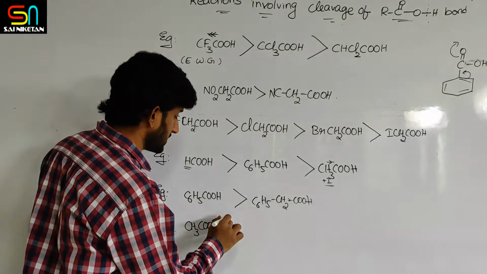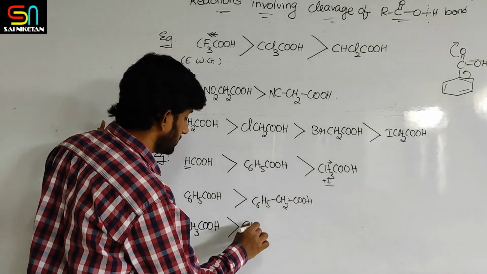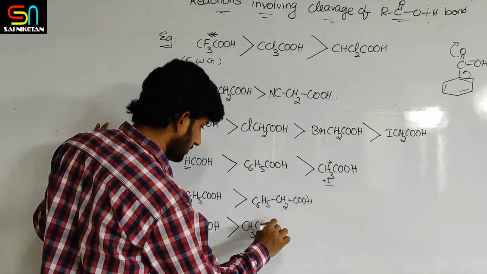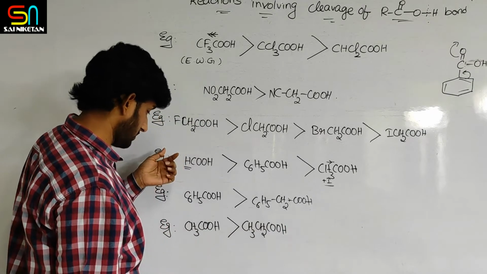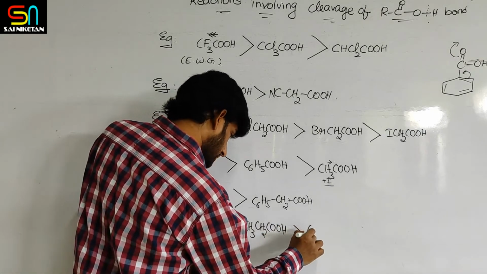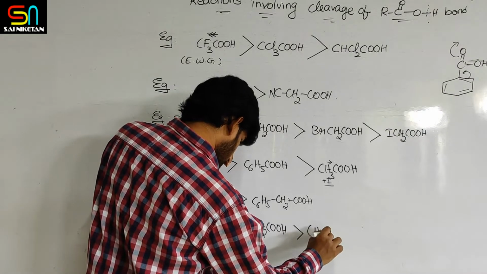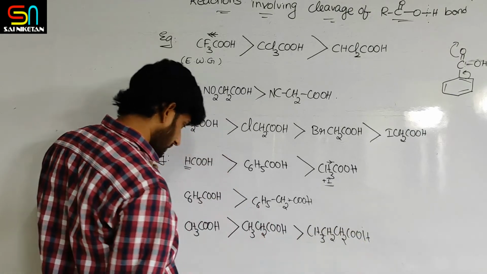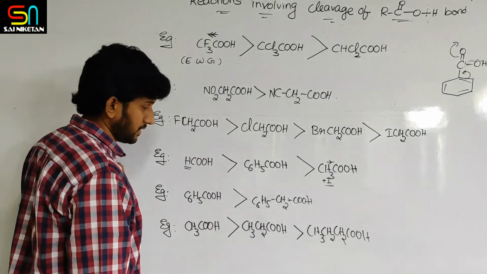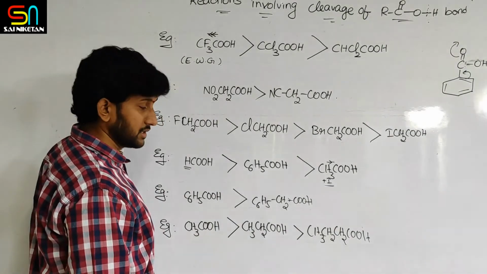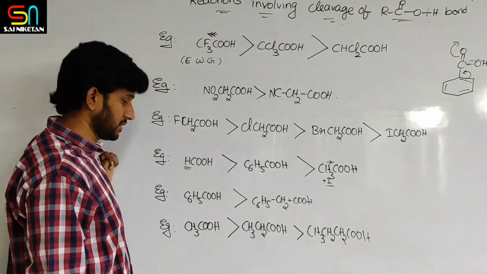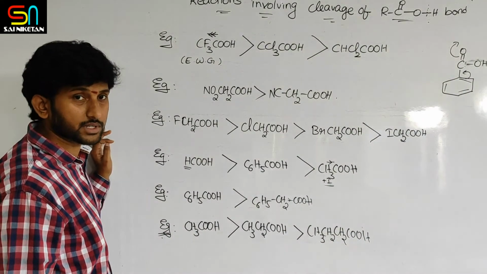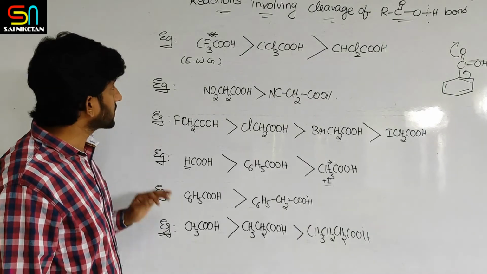Or another example, let us take a comparison between acetic acid, or ethanoic acid, strength with propanoic acid strength, with butanoic acid. So as the alkyl part is increasing, what is happening? Plus I effect increases. So acidic nature decreases. So that is about the acidic strength of the carboxylic acids. Okay.